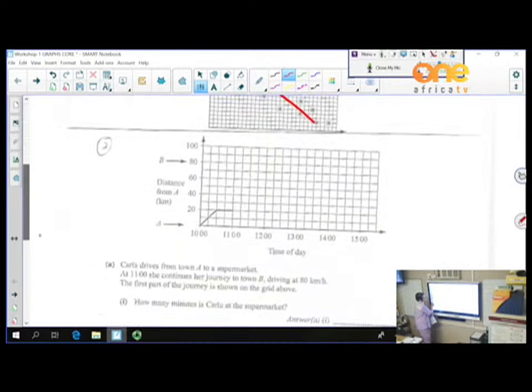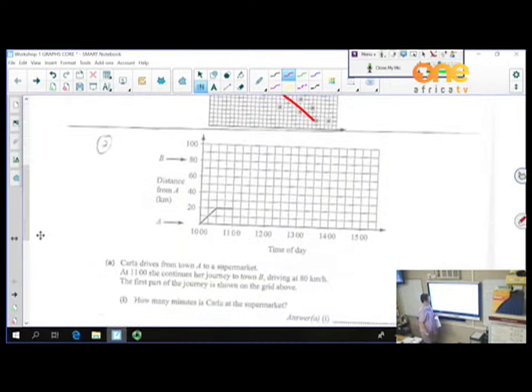Right. The second question, now whenever we work with graphs, the scale of the two axes are very important. You can see they differ. It's totally not the same for the distance and the time. So we first need to find out what is the scale. Now if I look here, then I have 4 blocks there. 60 minutes in an hour divided by the 4 means that each little block represents 15 minutes.